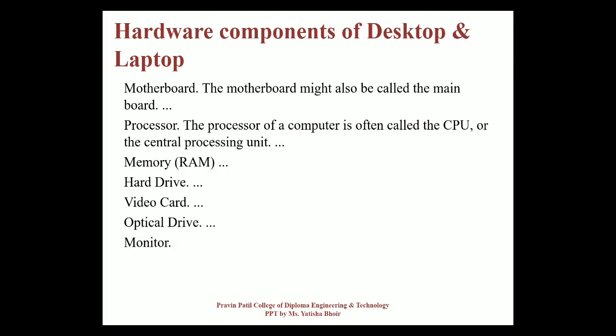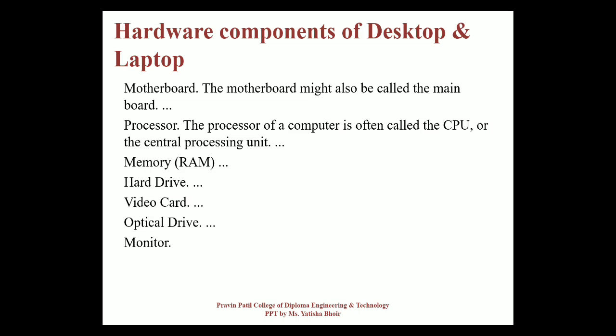Welcome back. Now we will continue with chapter 1 of CPH. Now we'll see the hardware components of desktop and laptop. The first is the motherboard. As we know, the motherboard is the main board, right? The motherboard mounts all the things like processor, RAM, ROM, video card.